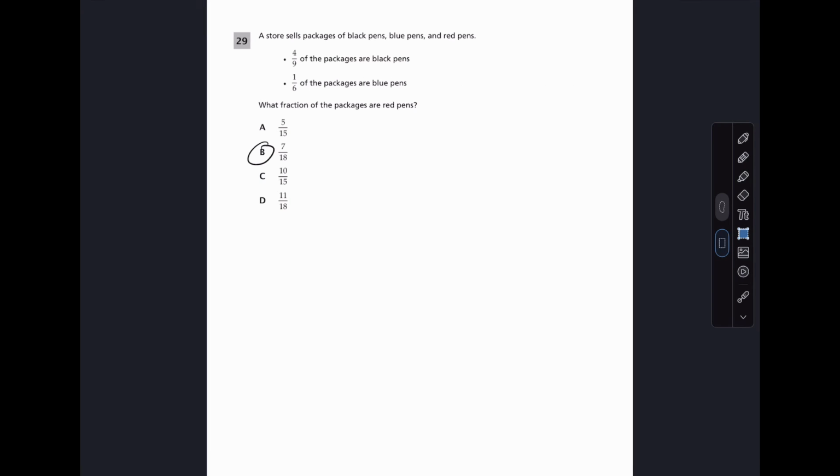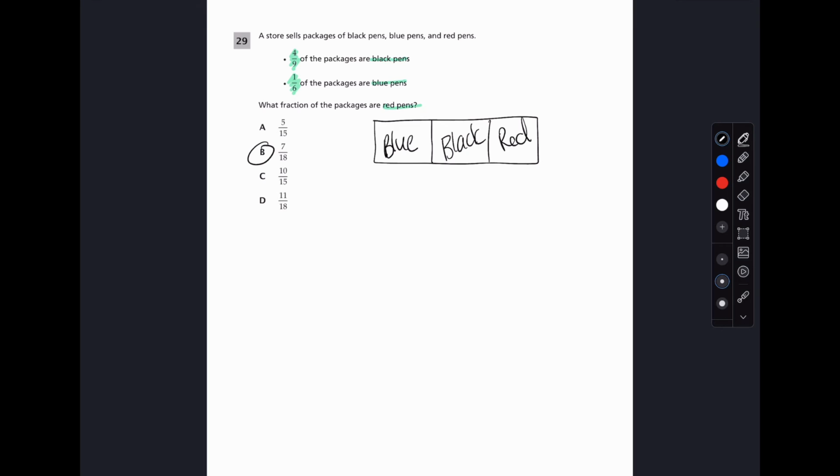For 29, our answer is B, 7/8. The way I solved this one, I started thinking of how am I adding and what part is missing. So I have 3 things. I have blue, black, and red pens. And for a whole pack, I know I have 4/9 black, 1/6 blue, the rest are red. So just thinking about it very visually: blue, black, red equals 1 pack.